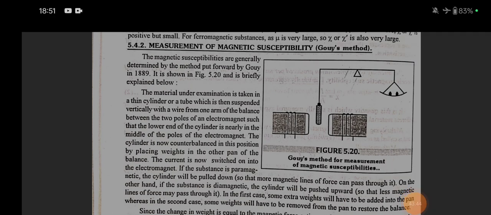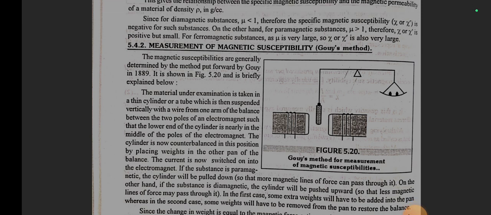Measurement of magnetic susceptibility: Gauss method. The magnetic susceptibility is generally determined by the method put forward by Gauss in 1889. It is shown in figure 5.20 and is briefly explained below. The material under examination is taken in a thin cylinder or a tube, which is then suspended vertically with a wire from one arm of the balance between the two poles of the electromagnet, such that the lower end of the cylinder is nearly in the middle of the poles of the electromagnet.